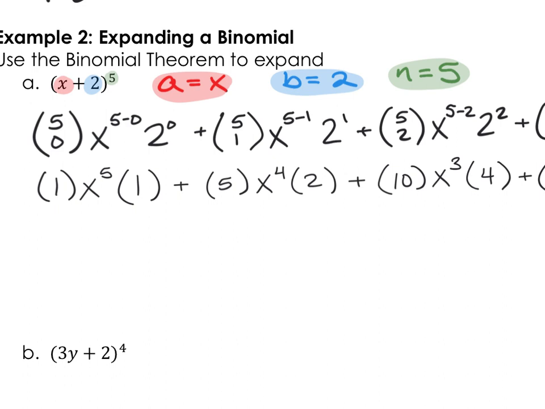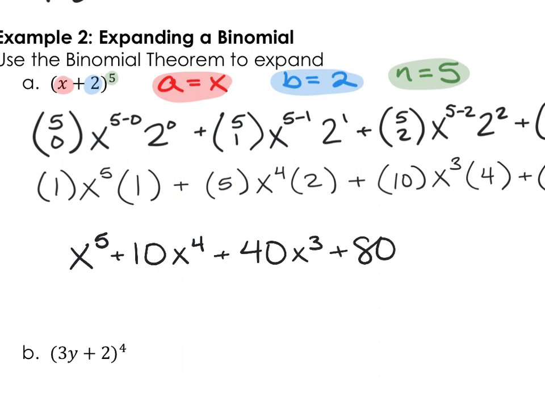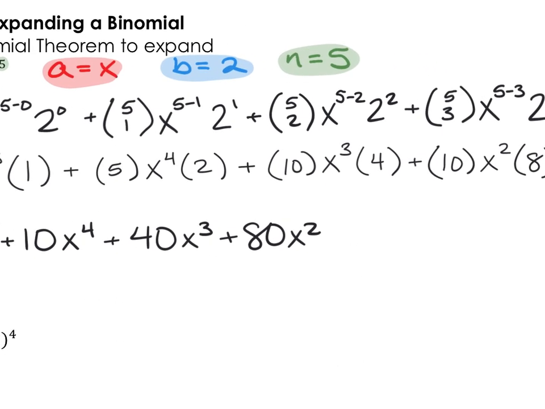1 times 1 is 1, so this is x to the 5th. 5 times 2 is 10, so this is 10x to the 4th. 10 times 4 is 40, so that's 40x cubed. 8 times 10 is 80, so that's 80x squared. 16 times 5 is also 80, so this becomes 80x. And then 1 times 32 is 32.